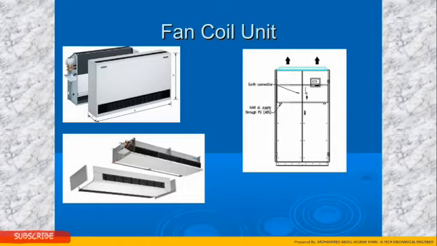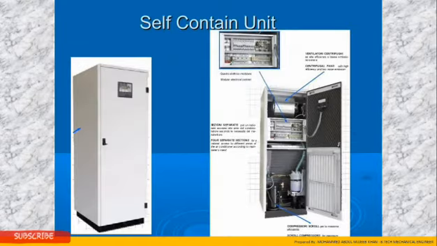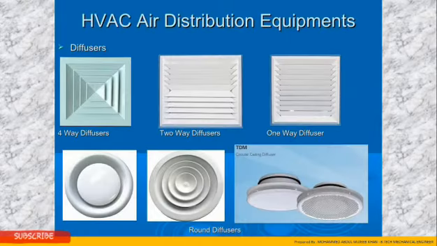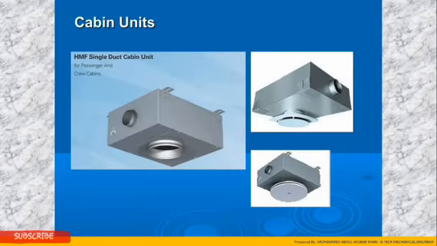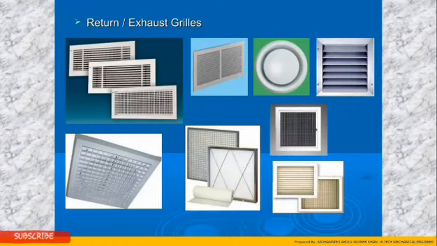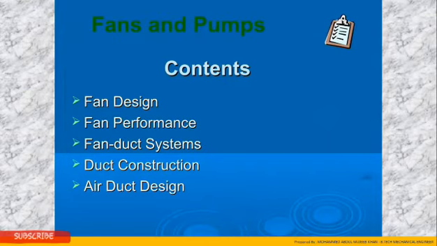Fan coil units. Self-contained units. HVAC air distribution equipment. Diffusers, four-way diffuser, two-way diffuser, one-way diffuser, and the round diffusers. Cabin units. Return and exhaust grills. Fans and pumps components.